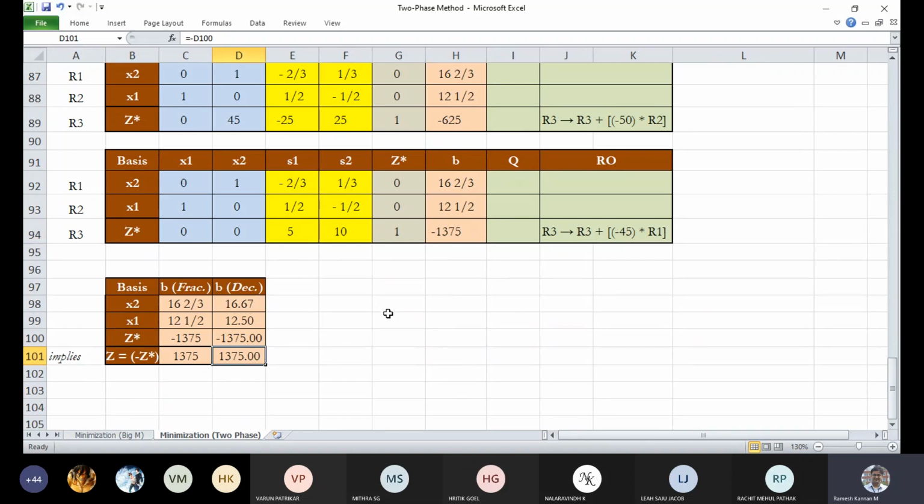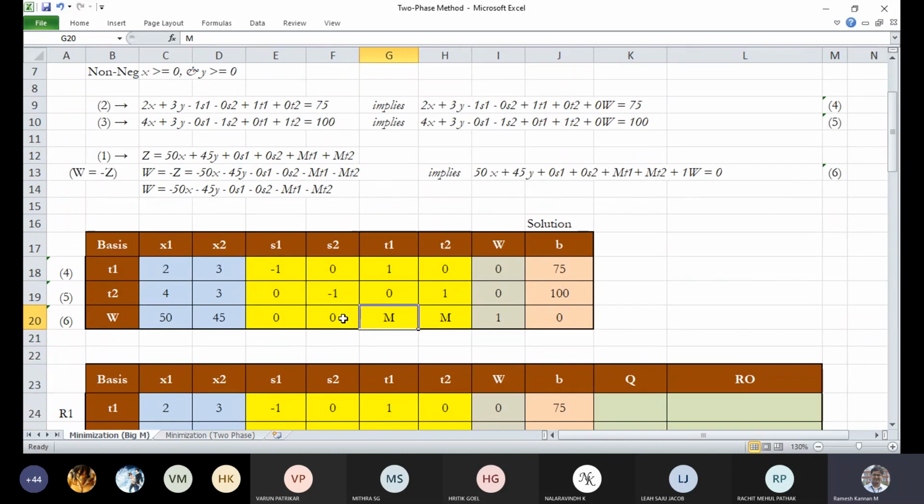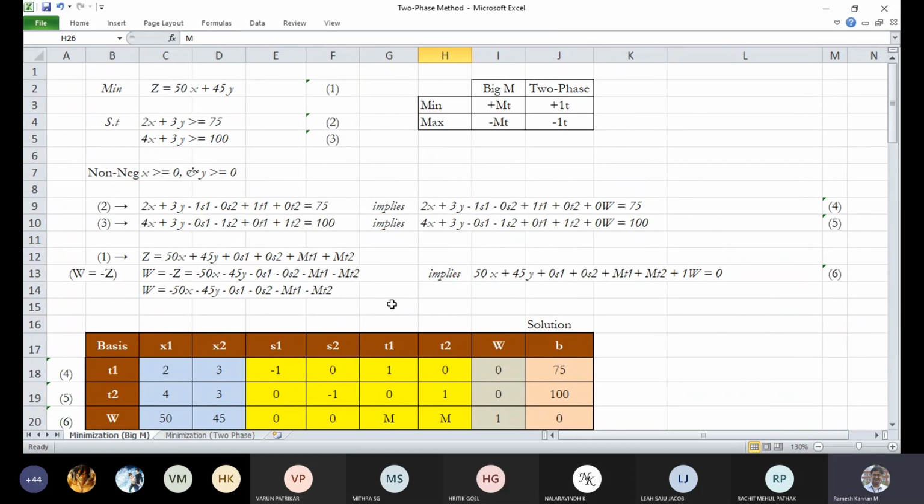But this is a little lengthier, though the majority of the confusions in using M might be eliminated here. It is a little lengthier compared to the big M method for this example. Big M is a little shorter, but it has the confusing term called M, right? So you can choose any method when there are artificial variables in your constraint equations. So I think this completes the two-phase method.